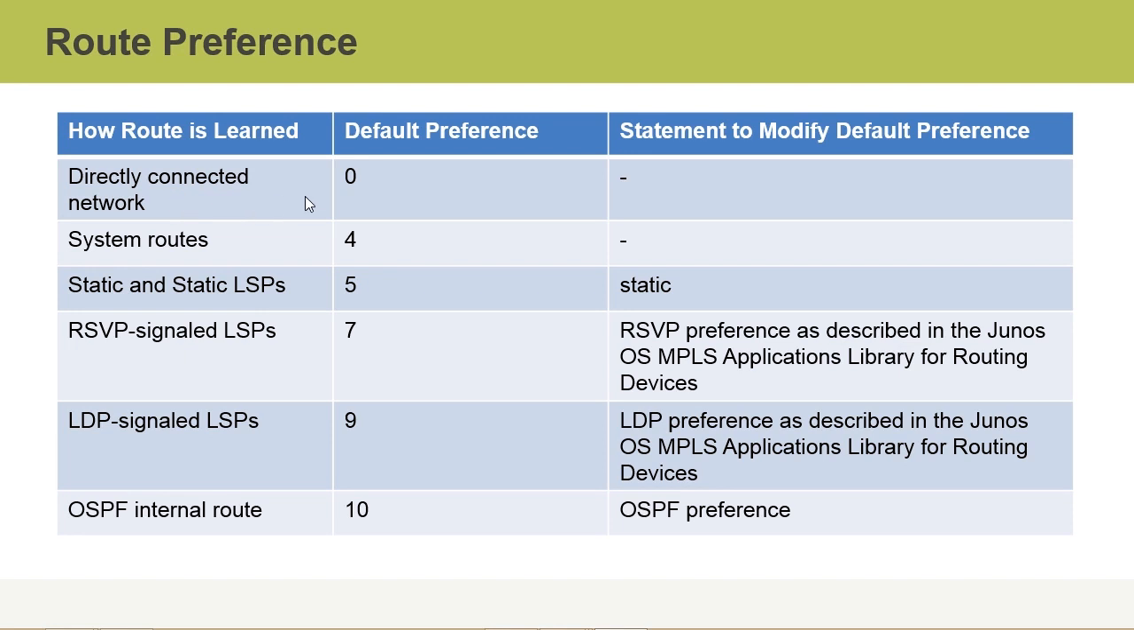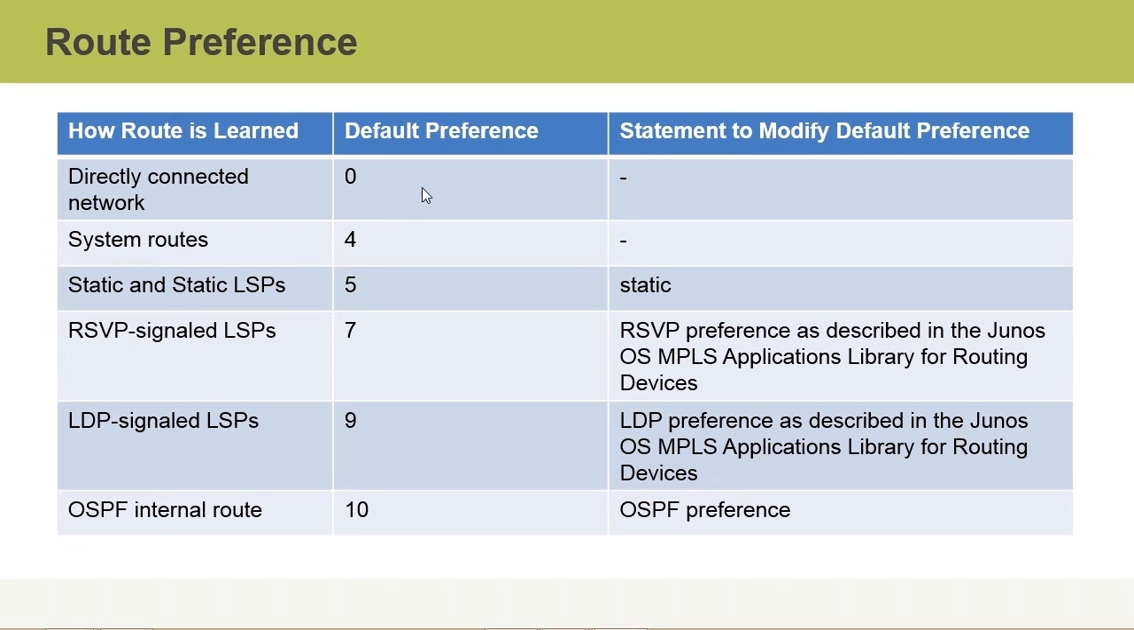A directly connected network has a preference value of 0, but a statically configured route has a preference value of 5. So the router looks at those two different routes and says, okay, I know about the 192.168.3.0 network two different ways. Which route should I use? It'll use the directly connected route, because it has the lowest preference value. That's the purpose of these preference values: to give some sort of priority to the router when it goes through route selection and chooses a route for a specific destination network.